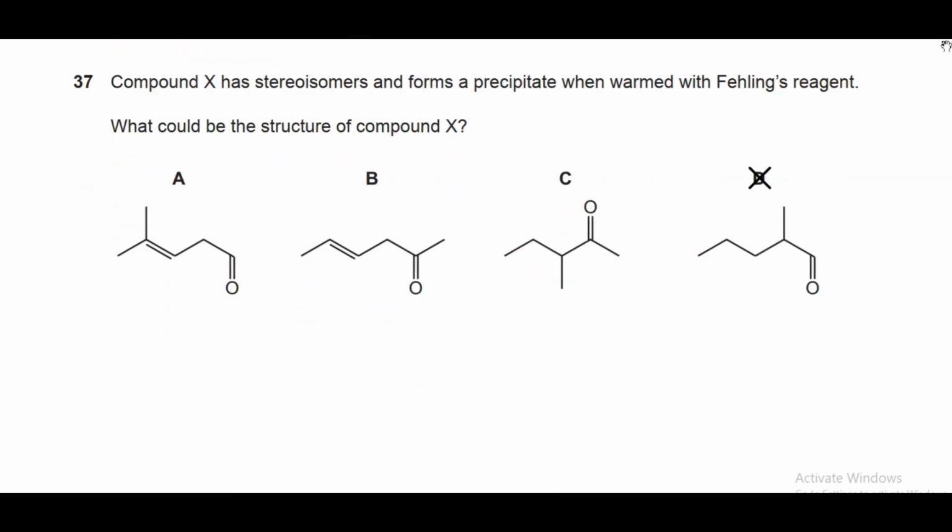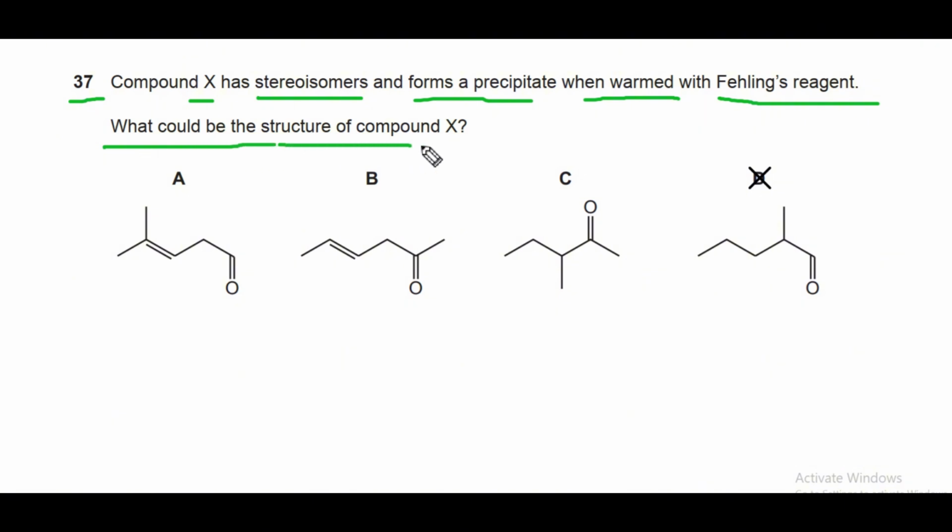Now 37. Compound X has stereoisomers and forms a precipitate when warmed with Fehling's solution. What could be the structure of X? So Fehling's solution reacts with aldehyde. So A is the right answer for the first part, also D is the right answer. But why is D the fully correct answer?